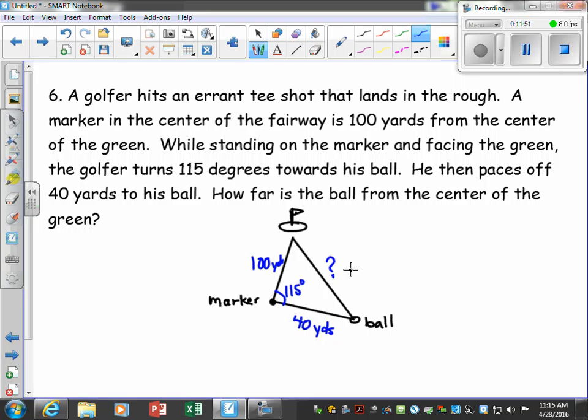So the practice in this was just how can we set up an application problem, and if you see one that looks like this.